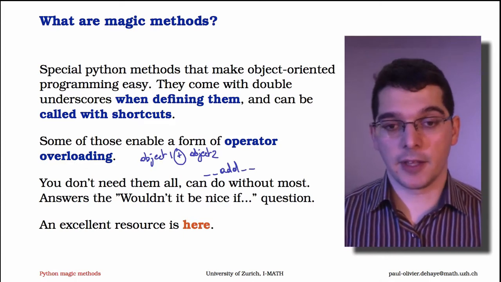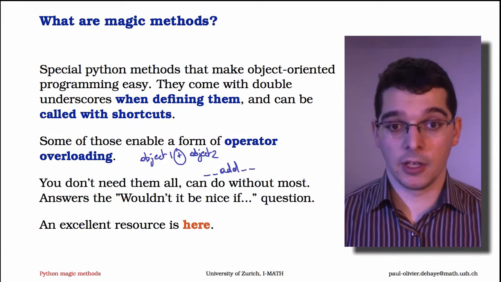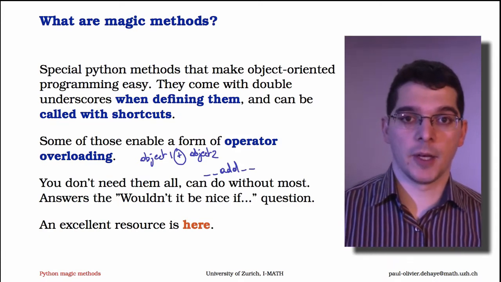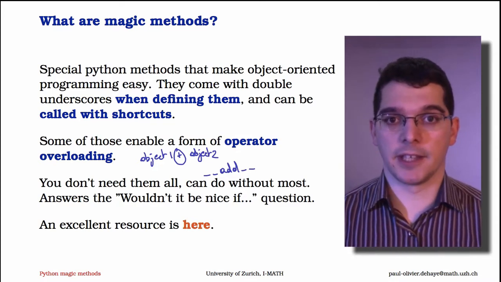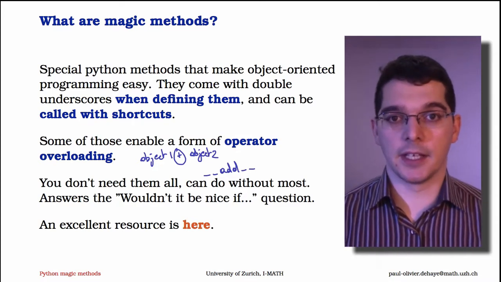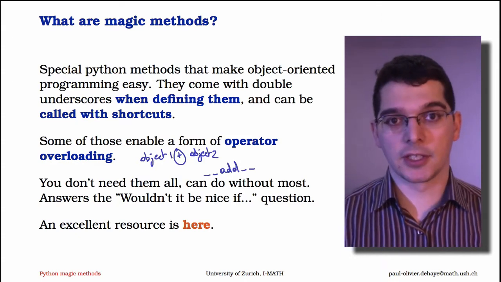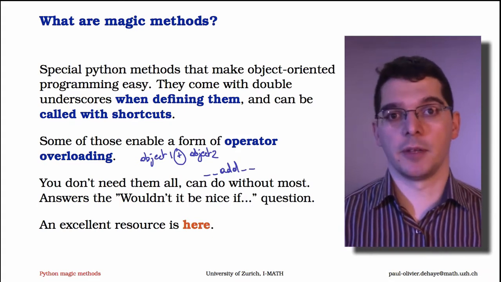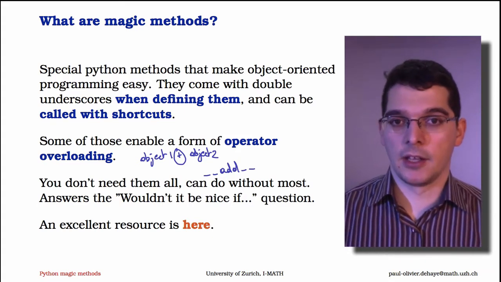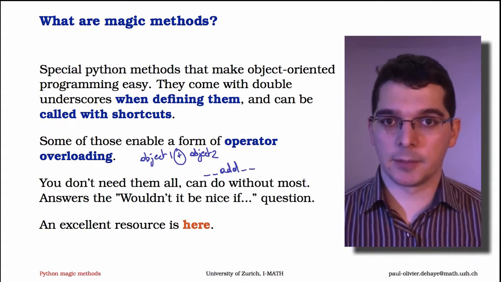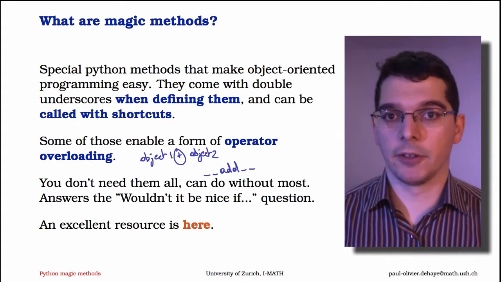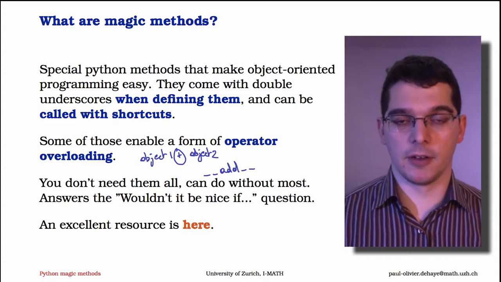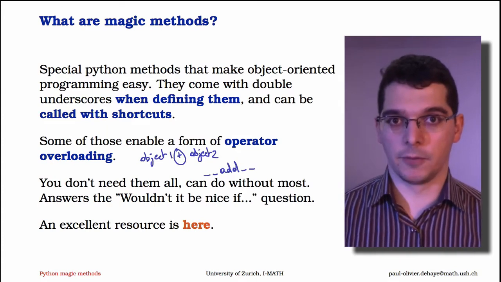The fact about magic methods is that you don't need all of them for sure. You can do without most of them. But in general, you should see them as answering the question, wouldn't it be nice if this was possible? And the answer is, it's most likely possible, and it's most likely designed so that you implement it with magic methods. The fact that you give very specific names to those magic methods, that you don't have a choice, is a very good thing because it allows Python to figure out quite a bit of what you're trying to do and do a lot of it for you.